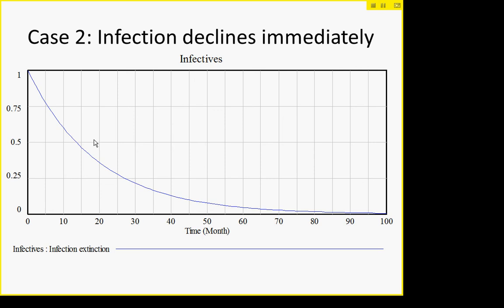Riddle me this. Why is it the duration of illness important? Why is duration of illness important in governing whether or not the infection is going to be able to catch hold of the population?